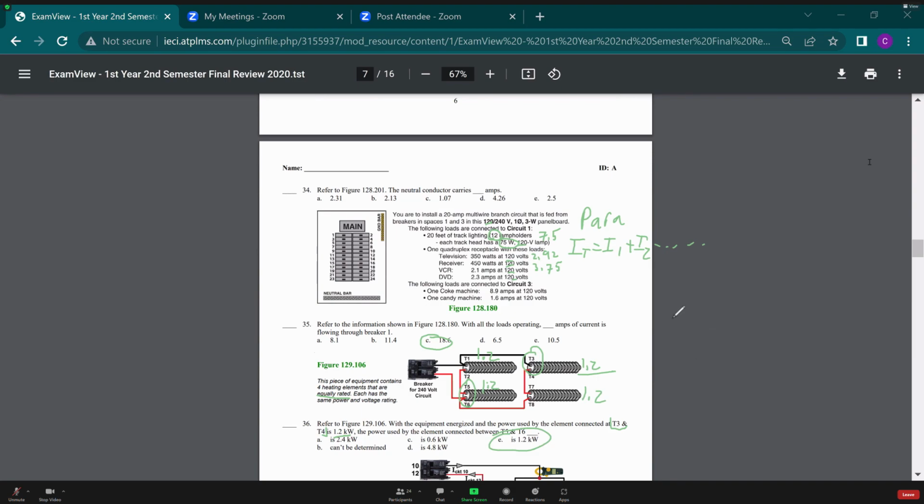If they were to ask T1 through T6, these combined elements, then you would just add those two elements together, because in parallel, series, whatever, power is always additive. But in this case, they're just asking about that single element. All of them are exactly the same, so it makes it super easy.